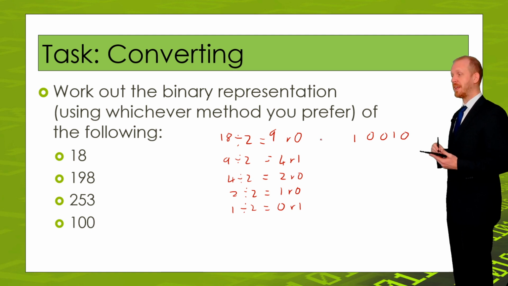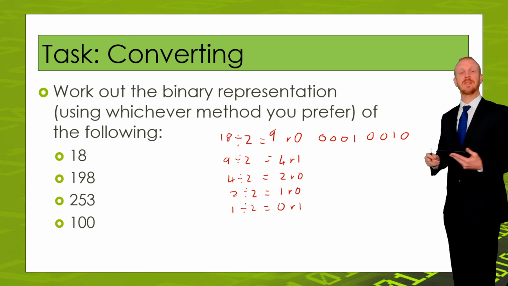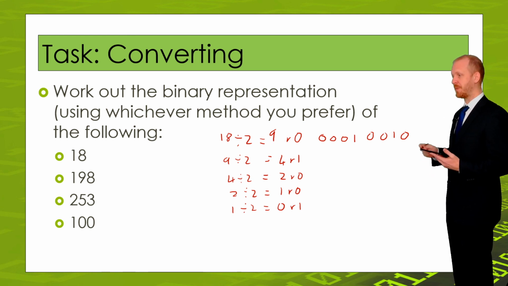Again, we can add in the leading zeros to get us up to 8 bits. So there's only 5 there. 6, 7, 8. So that's going to be the binary for 18.